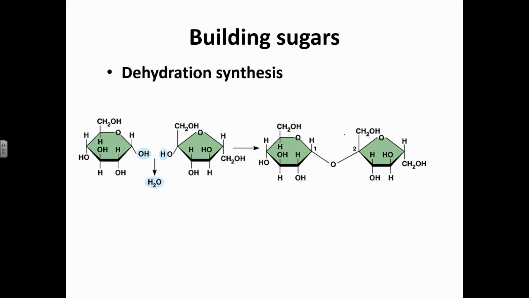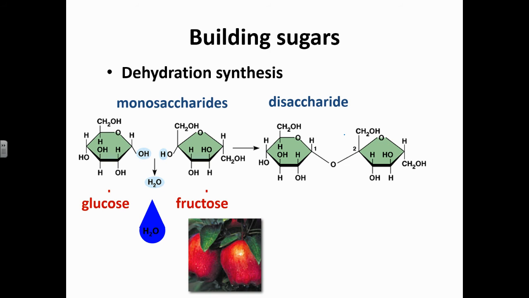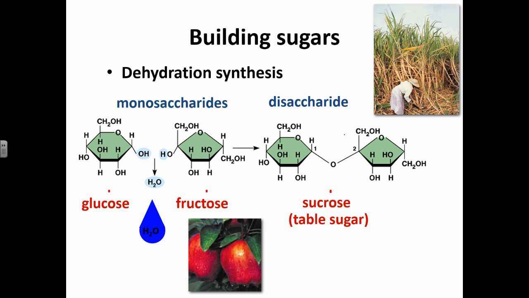A second disaccharide, if we take a glucose and fructose, again, we're going to remove a water molecule through dehydration synthesis, and in turn, we're going to create the disaccharide sucrose, which is your table sugar.